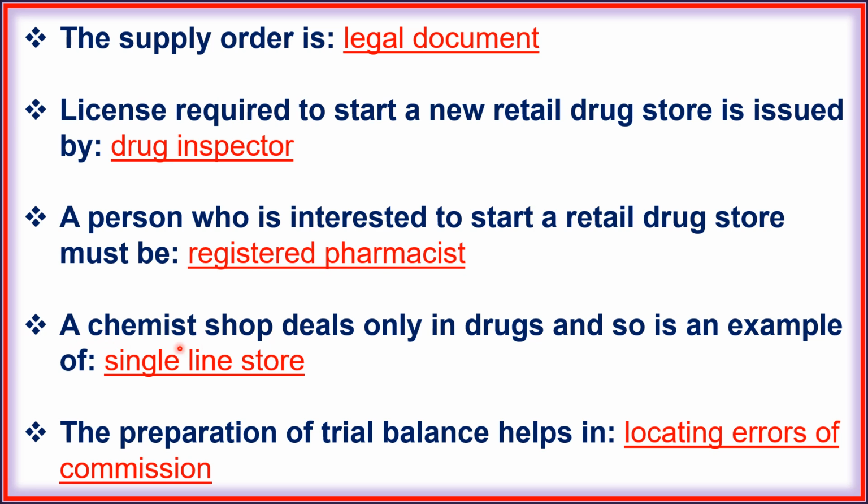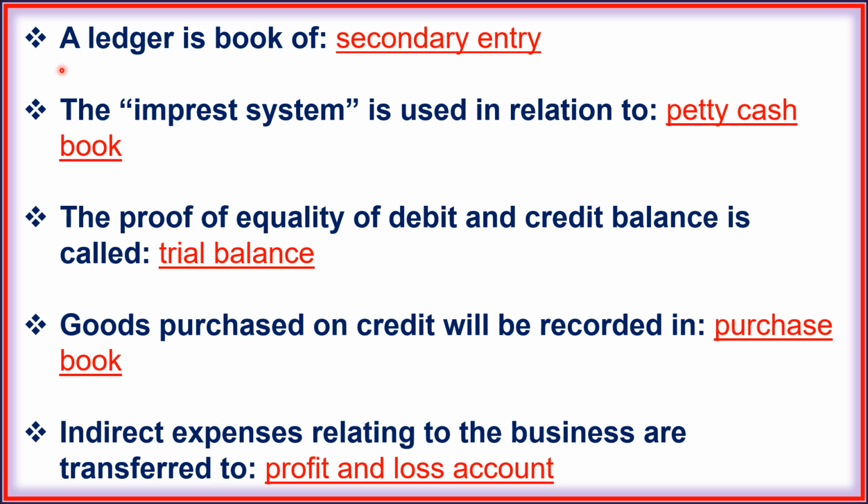Next, a chemist shop deals only in drugs and so is an example of single line store. Next, the preparation of trial balance helps in locating error of commission. Next, a ledger is book of secondary entry. Next, the imprest system is used in relation to petty cash book. Next, the proof of equality of debit and credit balance is called trial balance.